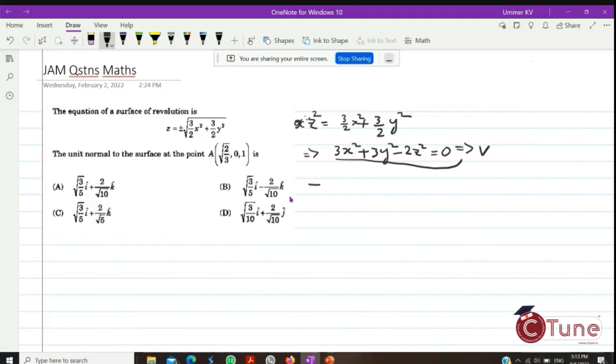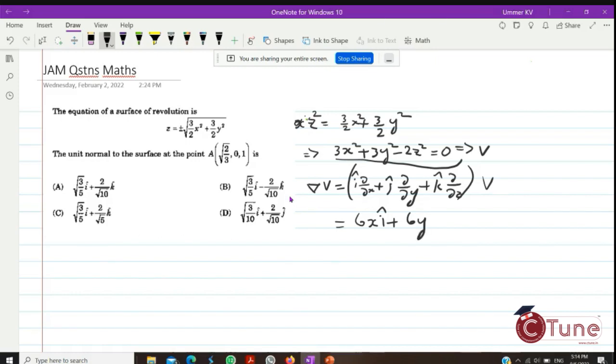So the del of v, gradient of v, that is equal to i cap dou by dou x plus j cap dou by dou y plus k cap dou by dou z, operating on v. This is the operator, right? Differential operator, partial differential operator acting on v, that is this equation. So just differentiate: dou by dou x of 3x square, that is 6x. So 6x i cap plus 6y j cap minus 4z k cap, right? So this is the gradient.